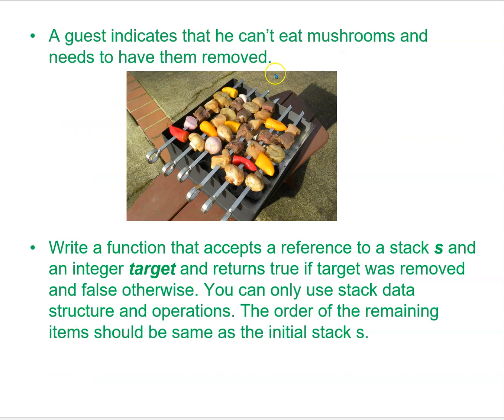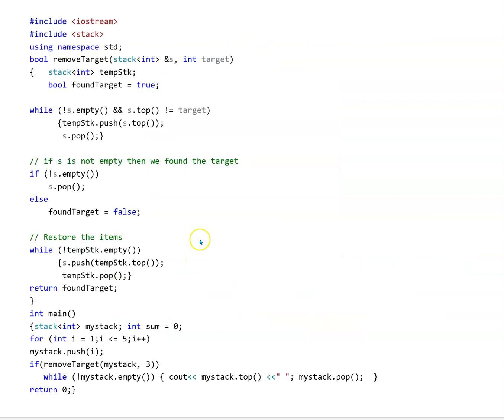So here's another example. A guest indicates that he can't eat mushrooms and needs to have them removed. Write a function that accepts a reference to a stack and an integer target and returns true if target was removed and false otherwise. You can only use stack data structure operations. The order of the remaining items should be the same as the initial stack. So here's how we do it. We have our stack and a target.